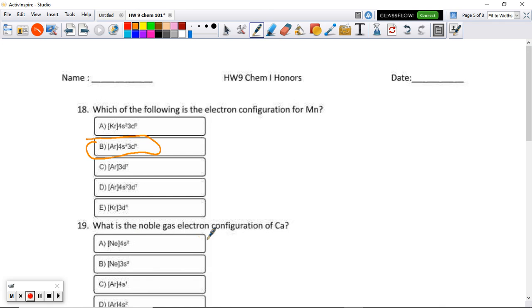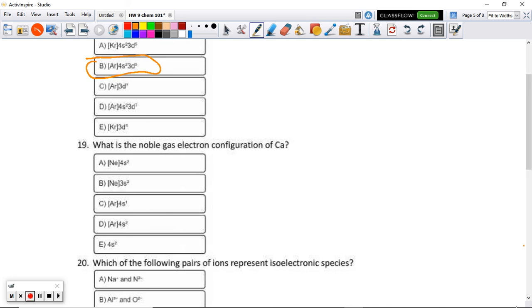What is the noble gas configuration of calcium? Let me scroll down just a little bit. So this is just a standard calcium. Remember, calcium is in the 2nd column of the 4th period. So it is going to be noble gas configuration. Let me get out of this. What did I do?